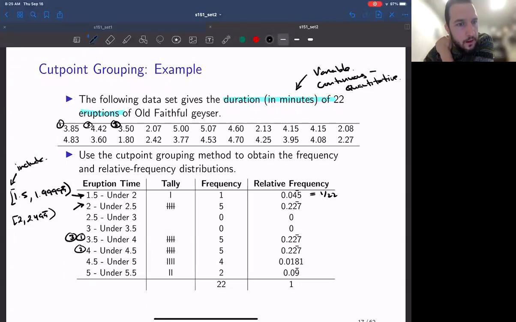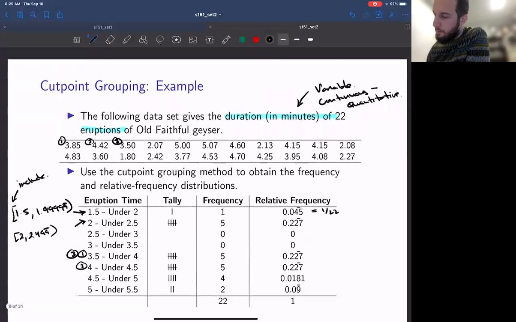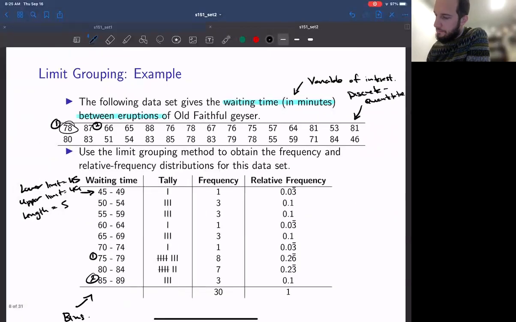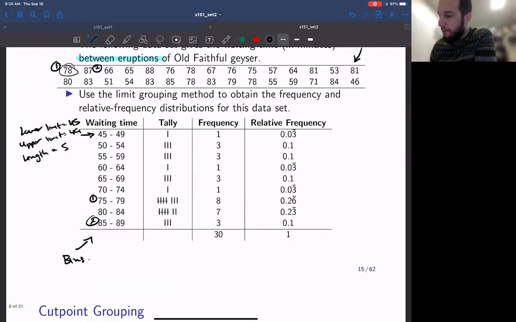Raleigh, what is the class midpoint? The midpoint would be like the middle object in the class. It's a little bit easier to see class midpoints with the limit grouping. So for example, with the limit grouping, we would have like 45, 46, 47, 48, 49. So 47 would be the midpoint of the class.